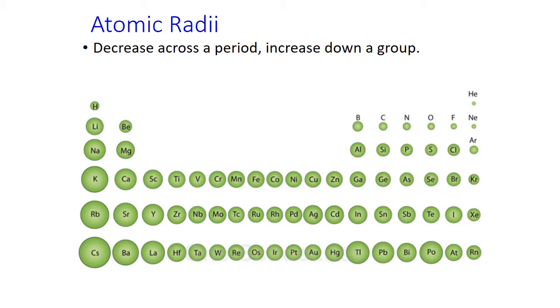So the first thing we'll look at is the atomic radii. Basically, it's how big the atoms are. As you go across a period, you will notice that they get smaller and smaller. The reason is that you've got more protons, so there's more positive charge pulling on those electrons, making them closer to the nucleus. And as you go down the group, you're obviously going to see an increase in atomic radii as the number of electron shells increases.